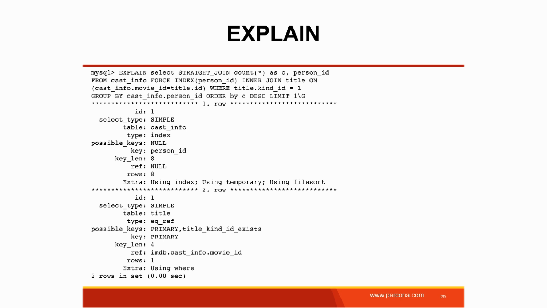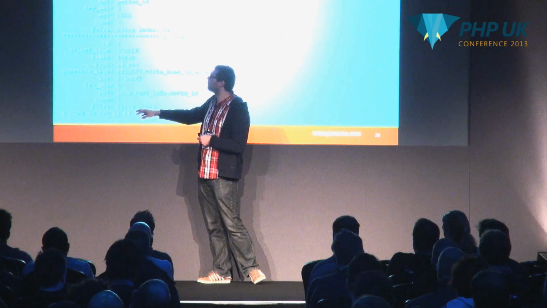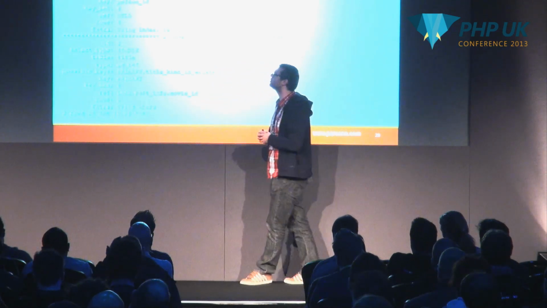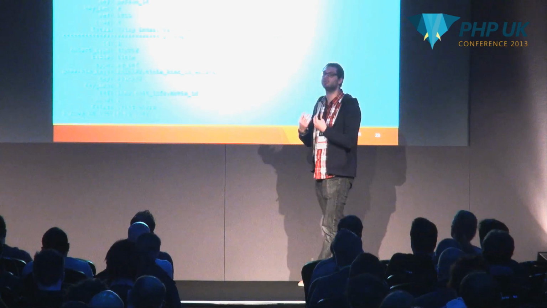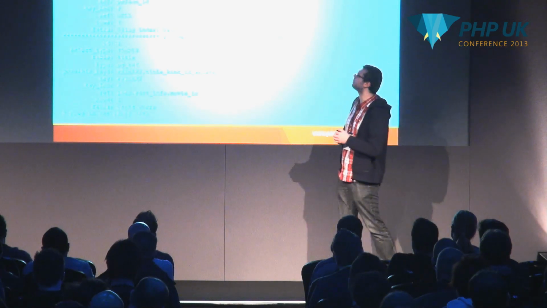So it could not use an index to do any sorting. For every matching row it has here, it will join with the title table, and it will use the primary key to actually find it. Here you can see how the optimizer will execute that query. So we've got explain.